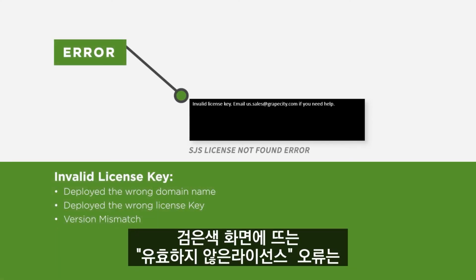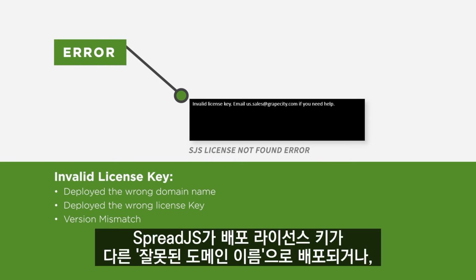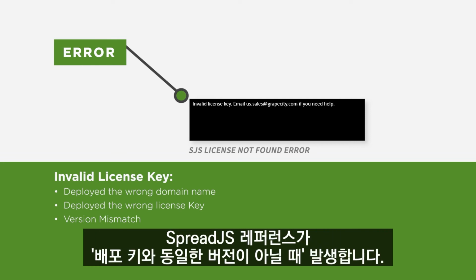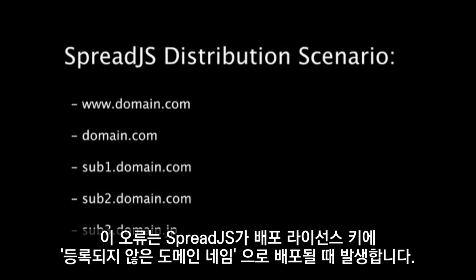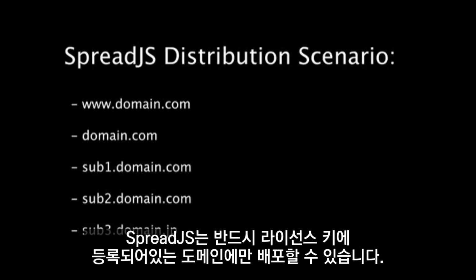The invalid license error, accompanied by a black screen, occurs when either SpreadJS is being deployed on the wrong domain name or the license key and SpreadJS references are not for the same version. This error is seen when SpreadJS is deployed on a domain whose name was not included on the key when it was generated to a license. SpreadJS must be deployed to the exact domain listed on the key.